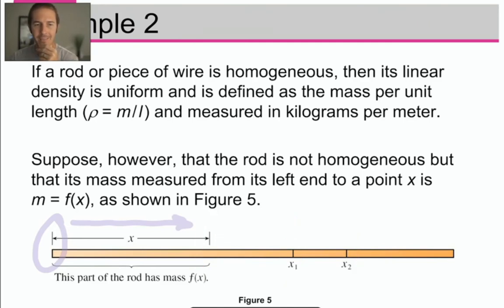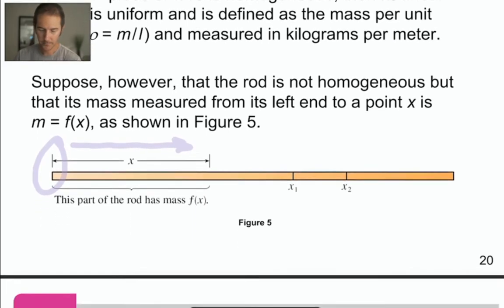The mass is going to be described or modeled using a function. Mass is going to equal f of x as measured from the left endpoint. So if I wanted to know the mass of just this portion of the rod, I would have to calculate m of x2 minus m of x1. That would be the mass of just that length of the rod.